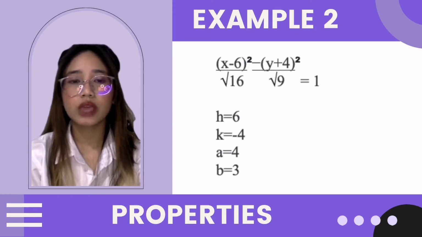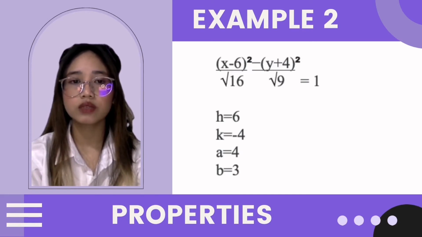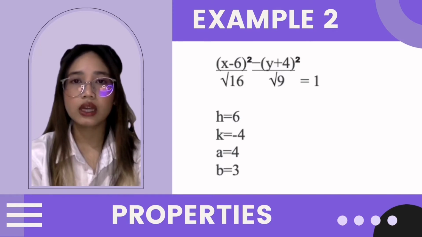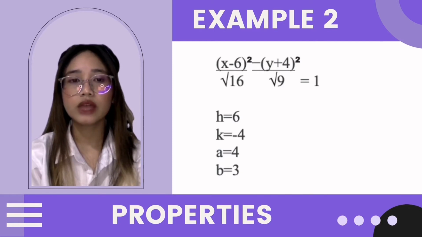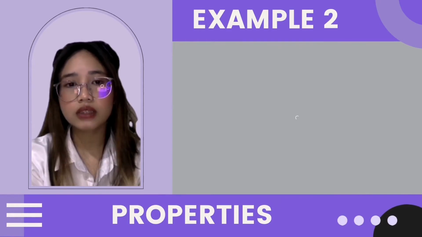So, we're getting the a and b by square rooting. The square root of 16 is 4, so the answer for a is 4. And the square root of 9 is 3, so the answer for b is 3. For the h and k, h is 6 and k is negative 4 because y plus 4 equals negative. So the axis is horizontal because the b is negative.